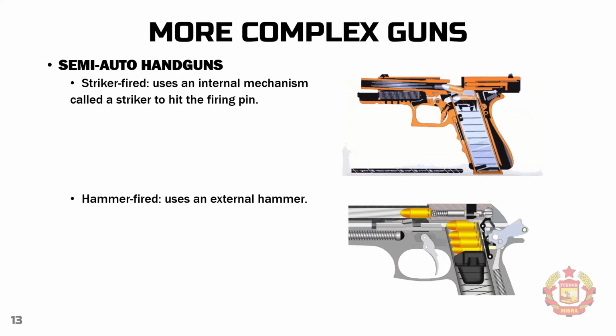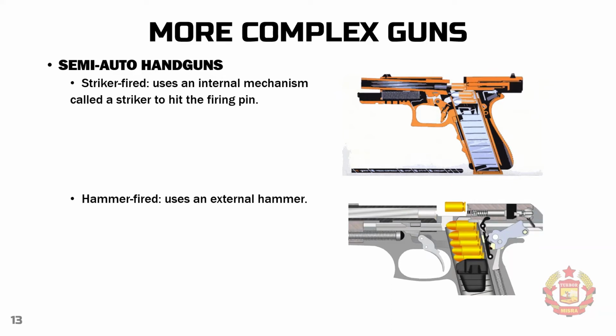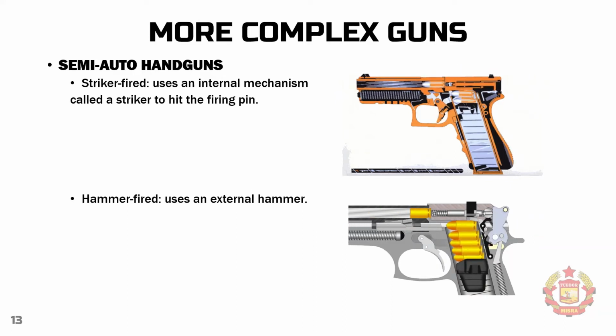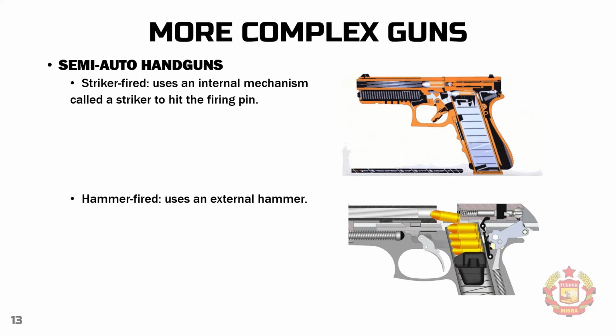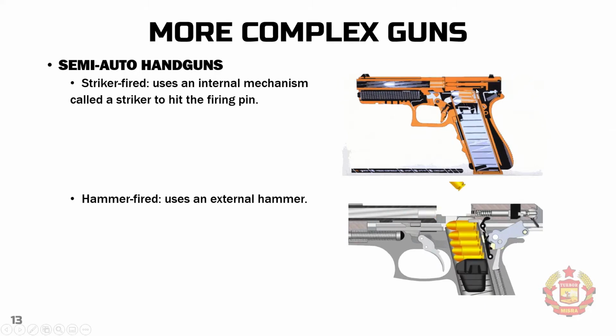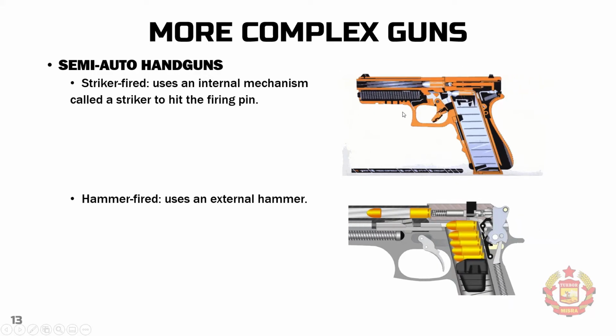So for the striker fired pistols on the top here, we have a Glock system, semi-auto handgun. It uses an internal mechanism called a striker, like we saw in the bolt action, to hit the firing pin. So same principle. You can see the striker being held back under spring tension here, and then once the sear is released, it lurches forward, hits the primer, detonates the cartridge.